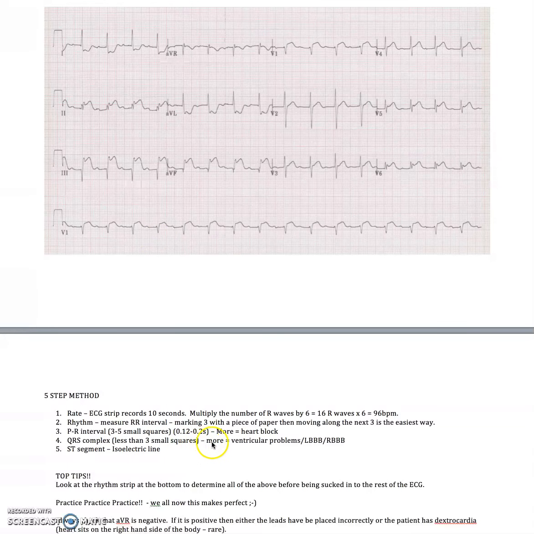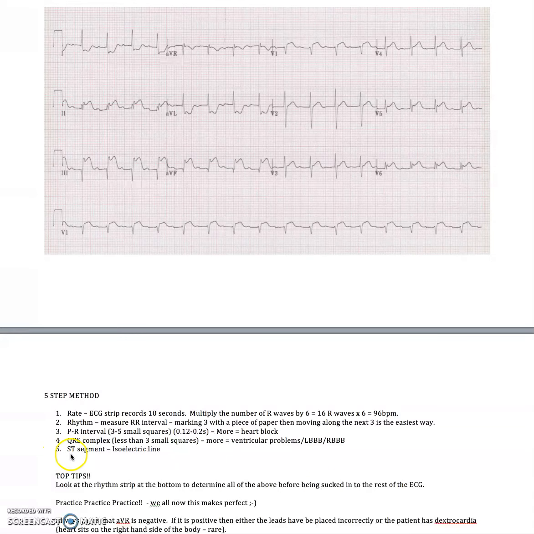If it's more than 3 small squares, then it means there's some ventricular problems, which could be a left bundle branch block or a right bundle branch block. Don't get too confused with this terminology. We can save that for another video on ECG interpretation. Okay.